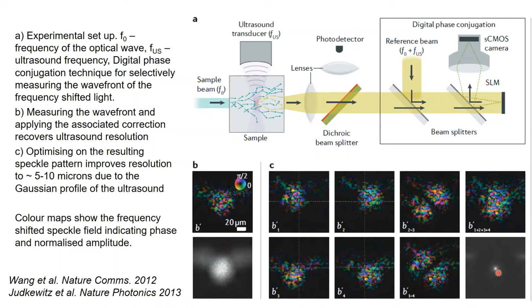People here have shown that you can get down to 5 to 10 microns resolution with this kind of approach. And these color maps show the frequency shifted speckle field, indicating the phase of the correction that's required. So that's a nice approach that's also coming out in the literature.